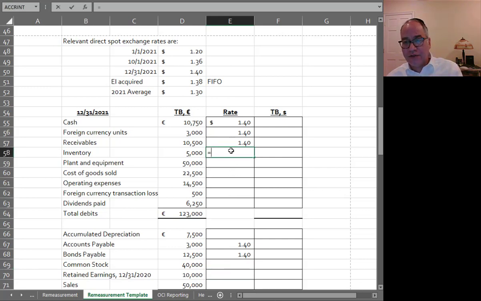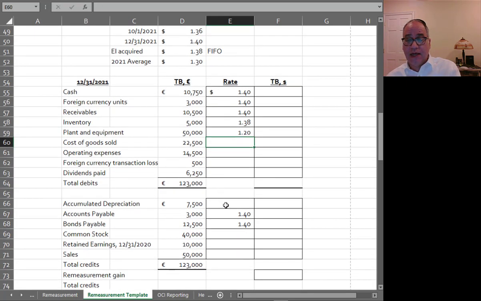Inventory is going to go at the historic rate, which in this case was $1.38. Plant and equipment would go at the historic rate. We bought the whole company on January 1st, 2021. So that was $1.20 at the time. And since plant and equipment is $1.20, then accumulated depreciation is also going to be $1.20.